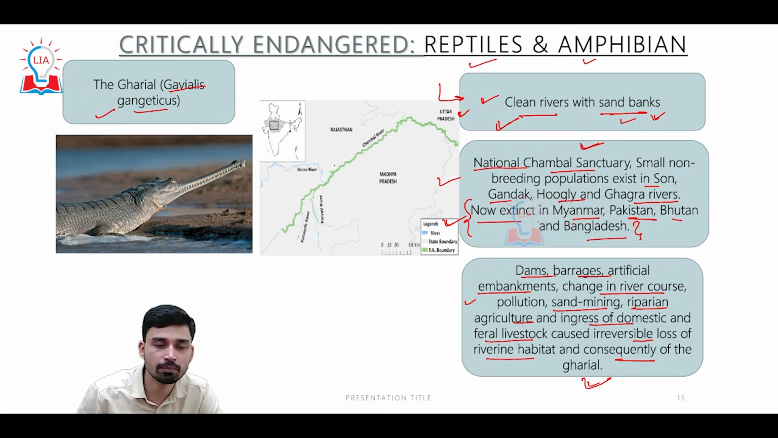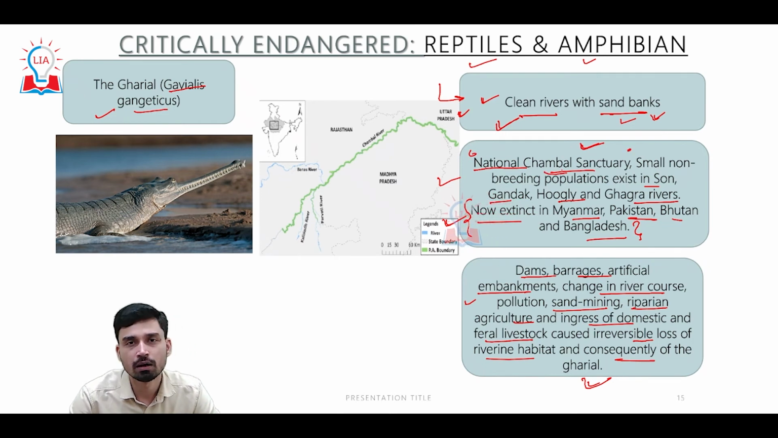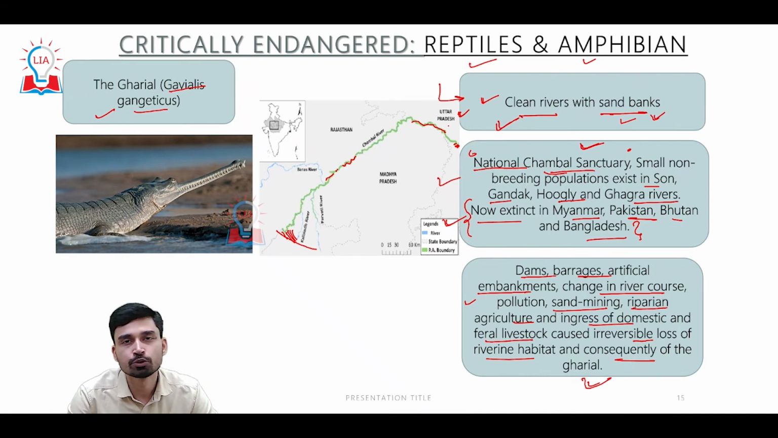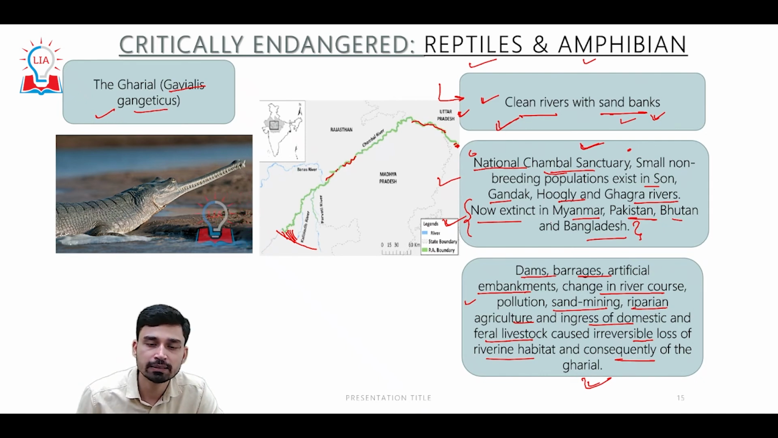This is the map you can see. The National Chambal Sanctuary is the only area where we have a viable population of gharial surviving. It covers the whole Chambal River, which originates from the Vindhya Hills in the state of Madhya Pradesh. Then it flows a certain distance through Rajasthan, and after that it travels into Uttar Pradesh. One important point to keep in mind is that the National Chambal Sanctuary is spread over three states: Uttar Pradesh, Rajasthan, and Madhya Pradesh.